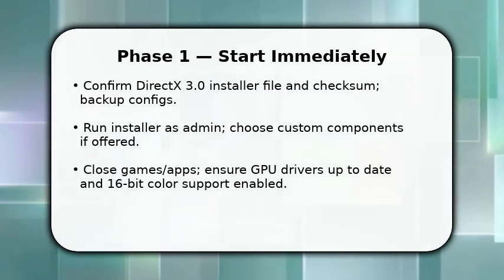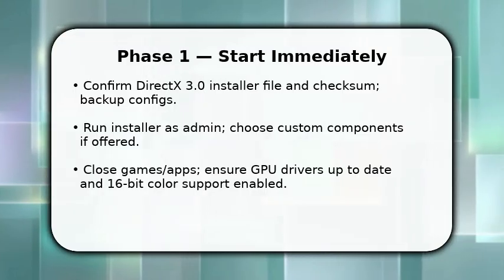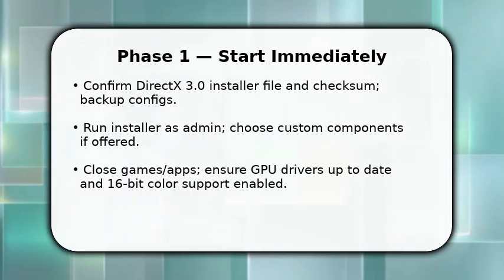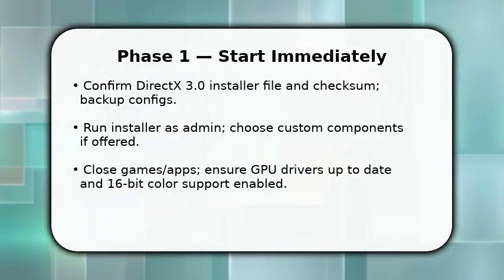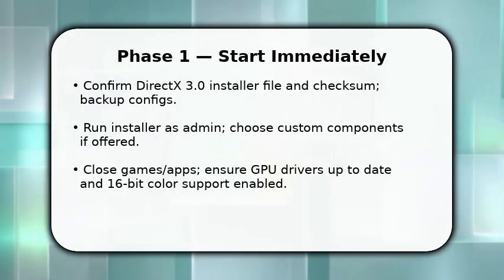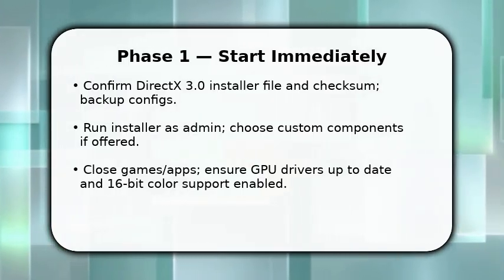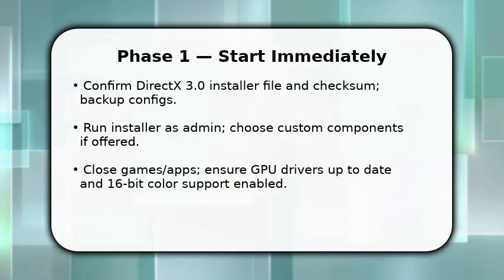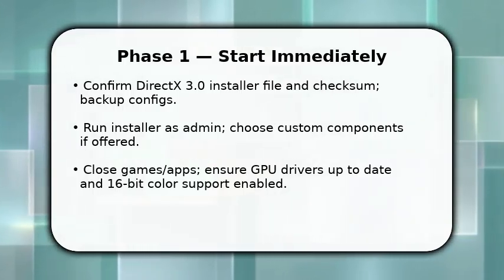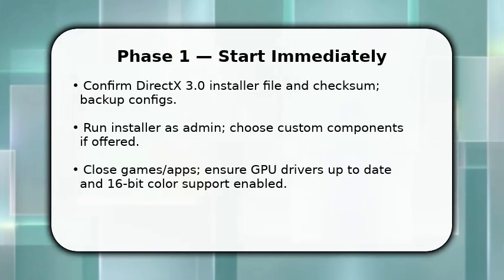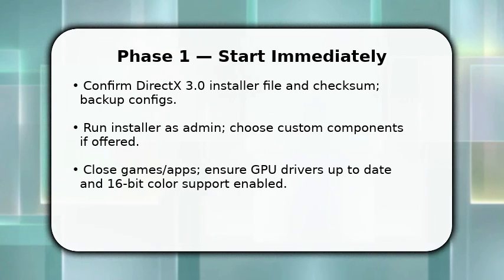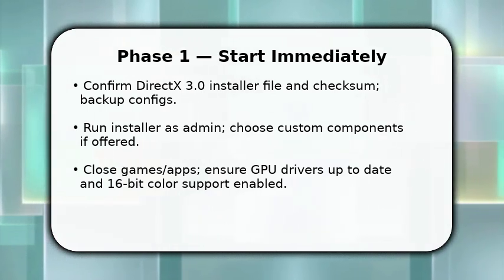To start, verify the DirectX 3.0 installer and checksum and back up any config files. Run the installer as administrator and accept elevated prompts. This prevents permission errors. If prompted, choose custom components to include legacy libraries. Once done, close all games and applications so files can overwrite cleanly, and make sure your GPU drivers are current and 16-bit color support is enabled to match legacy DirectX requirements.